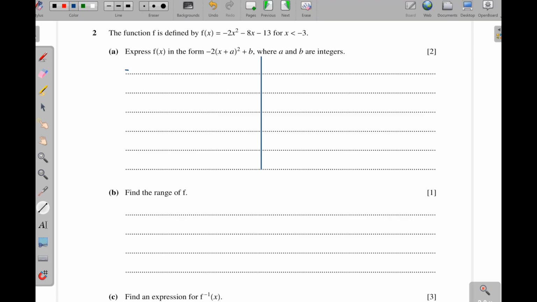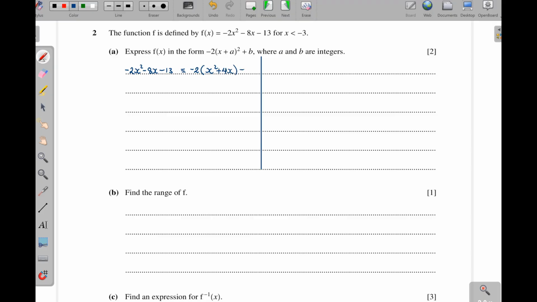So negative 2x squared minus 8x, then minus 13. So the first thing we do is to make sure that the coefficient of x squared is a 1. So since here it is a negative 2, then we factorize out that negative 2 here. And then we have x squared here, and then here we shall have plus 4x, okay?